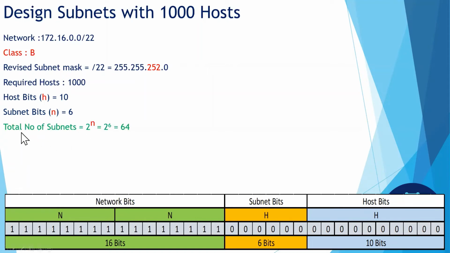Next, we will find out total number of subnets we can create from this network. The formula is 2 power N. So 2 power 6, which is 64. We can create 64 subnets from this network.